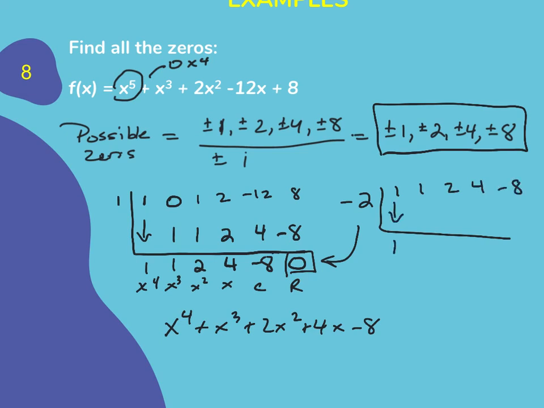Bring down, multiply, add the column, multiply, add the column, multiply, add the column, multiply. Remainder 0. Again, I guessed a number out of this list and it worked. I got a remainder of 0. If you would have chosen positive 2, it wouldn't work, and then you'd have to try again. So I found 2 of the answers so far.